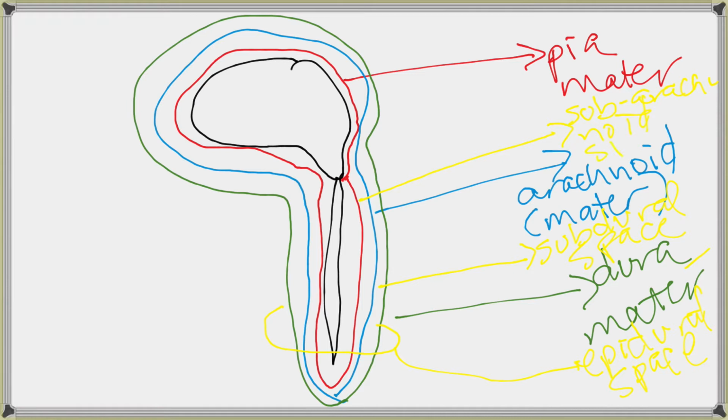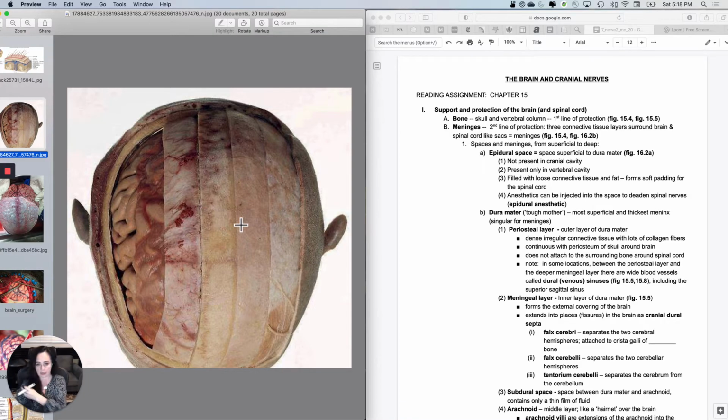Subarachnoid space. And then we run into the pia mater, and the pia mater is actually stuck to the surface of the brain, so there's no subpial space really. Okay, so we're going to review those as we go through. I just wanted you to know where they were relative to one another.